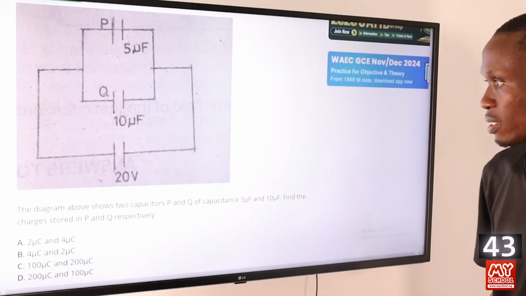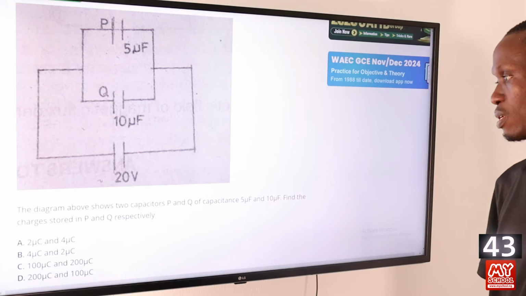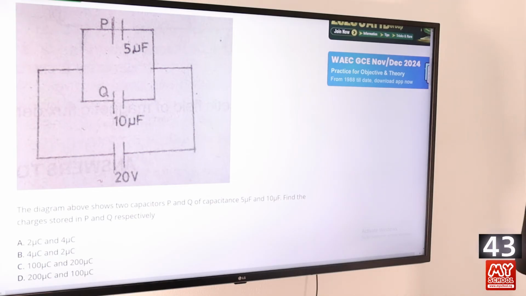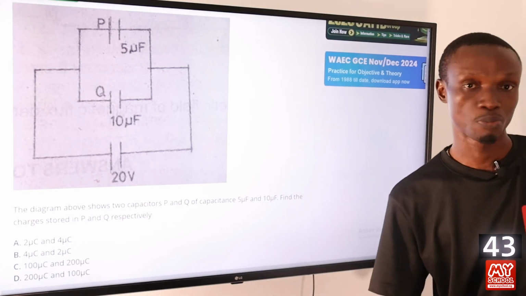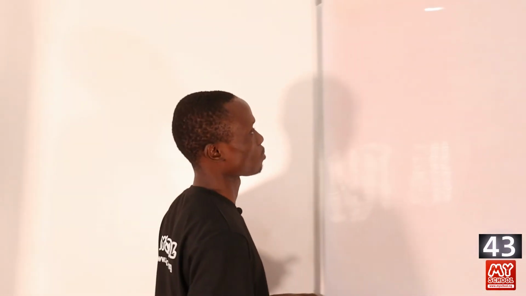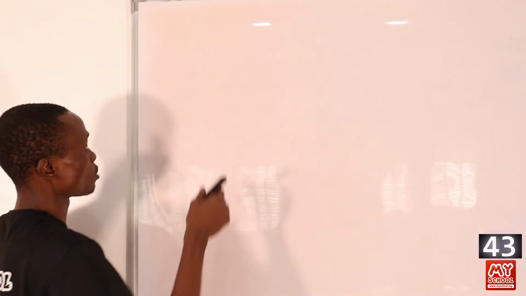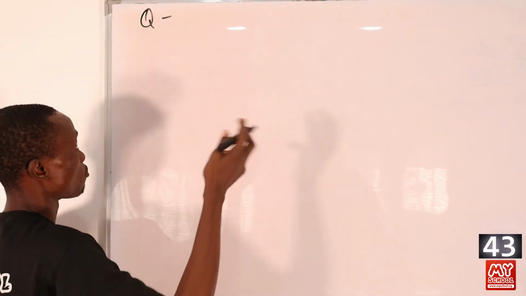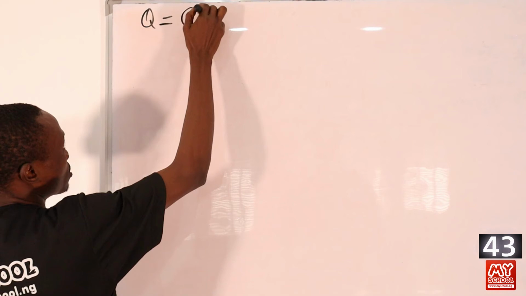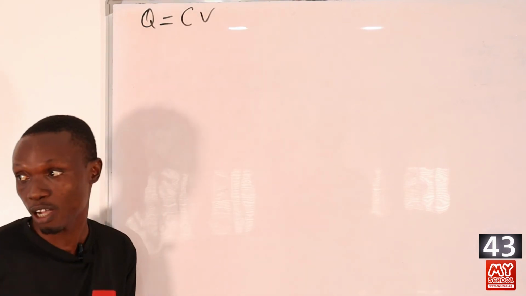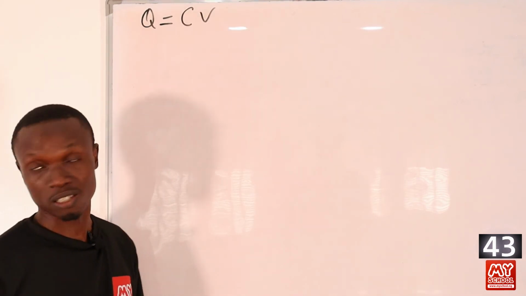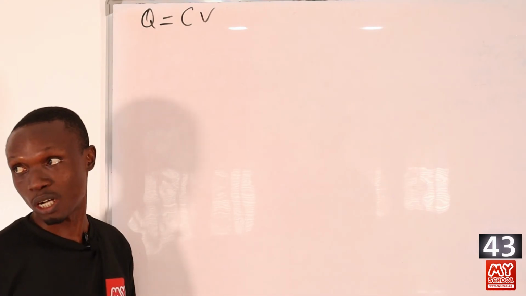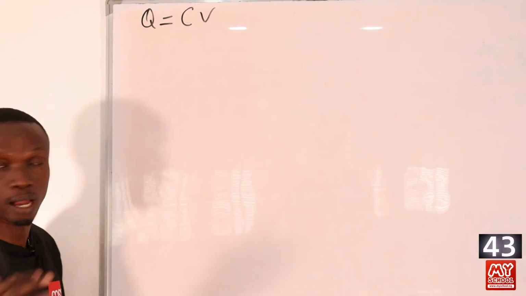Question 43. The diagram above shows two capacitors P and Q of capacitance 5 microfarad and 10 microfarad. Find the charges stored in P and Q respectively. So let's move to the board to provide the answer to this question. The relationship between quantity of charge, the capacitance of a capacitor and voltage is given as Q is equal to CV. In this question we are asked to calculate the charges stored in each of the capacitors, P and Q.